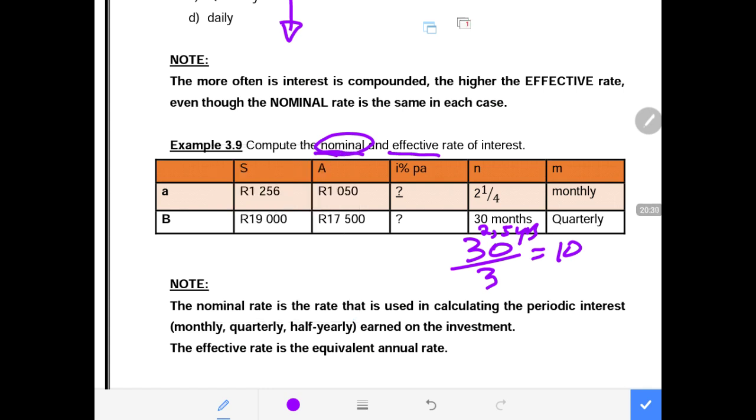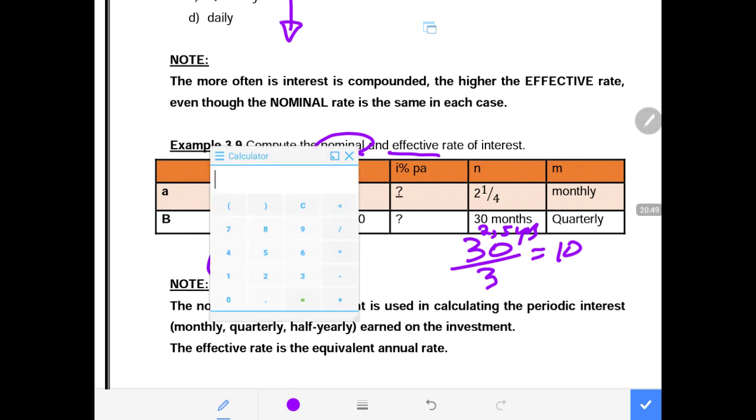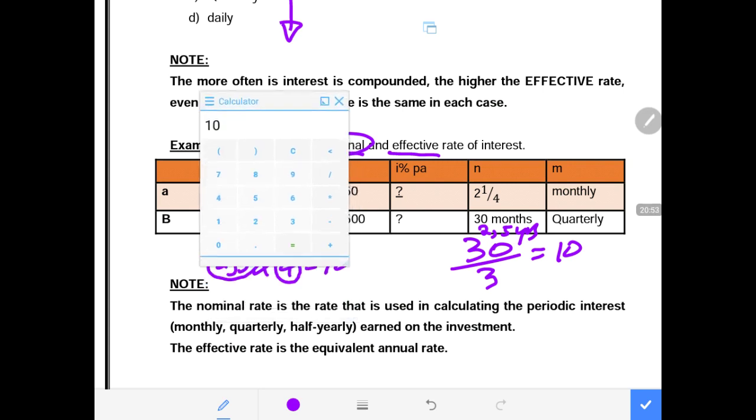So in other words, we could have said 2.5 times 4. Why 2.5 times 4? Because our n is in years, we need to multiply by the number of compounds in a year, which is 4. This will still give us 10. Let's verify that: 2.5 times 4, we get the same 10.